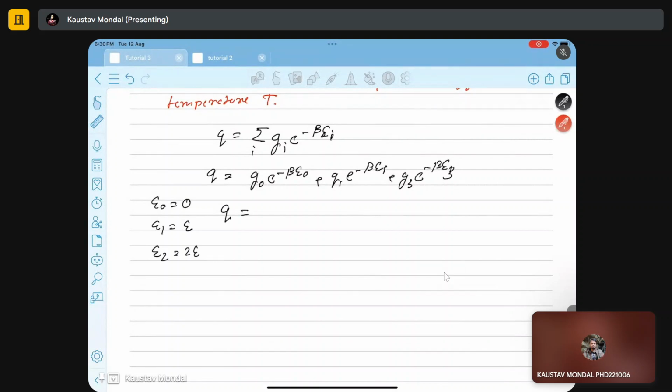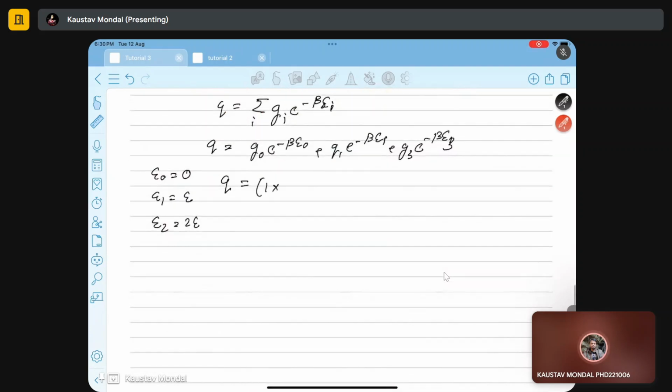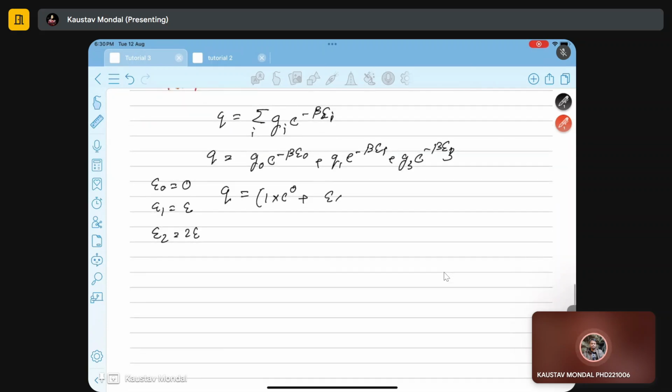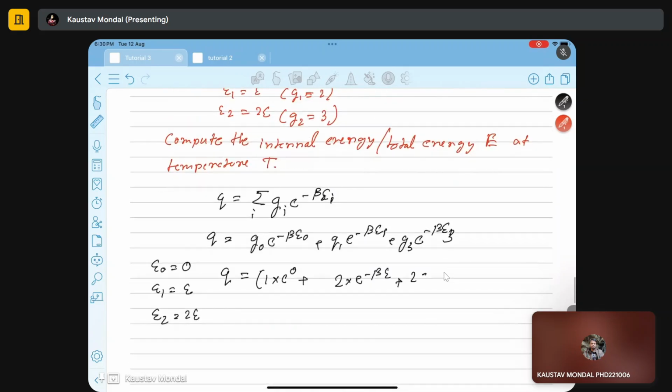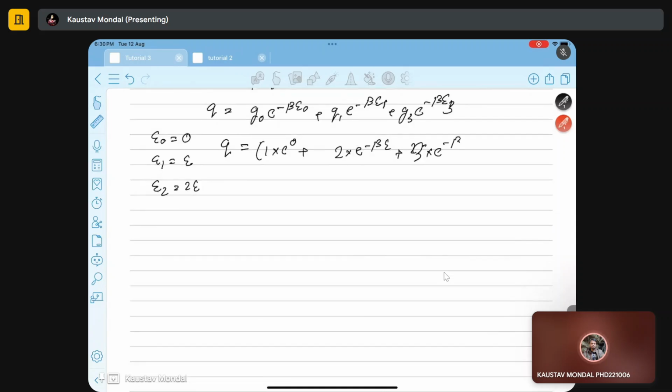Now Q would be simply g0, what will be the value? 1, right? 1 into e to the power 0, plus the next is the degeneracy 2 into e to the power minus beta epsilon, plus the degeneracy 3, so 3 into e to the power minus 2 beta epsilon. So Q would be 1 plus 2 e to the power minus beta epsilon plus 3 e to the power minus 2 beta epsilon. This is the expression of the partition function.